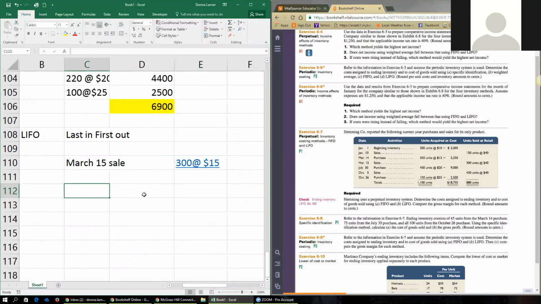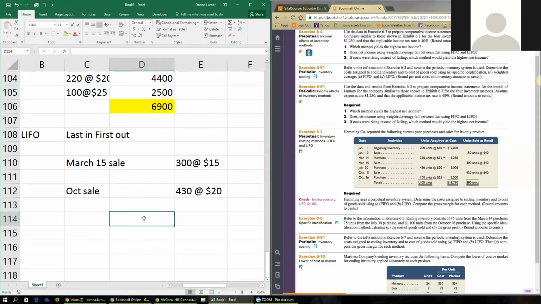Then they buy a whole bunch more in July, and then in October they sell 430 units. So the October sale would come also only from the $20 group because it was the most recently purchased. That makes some kind of sense?